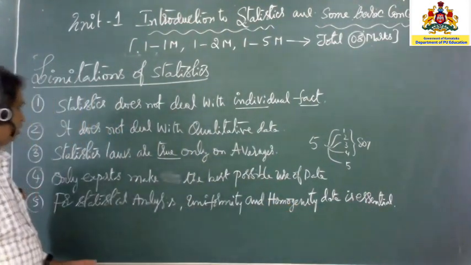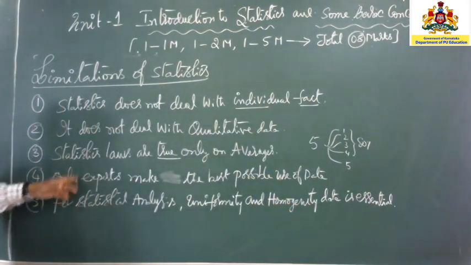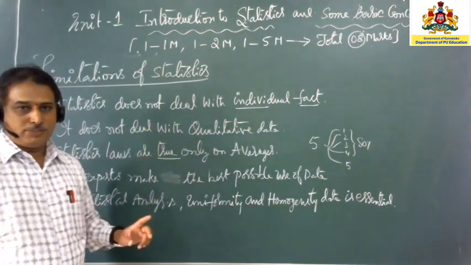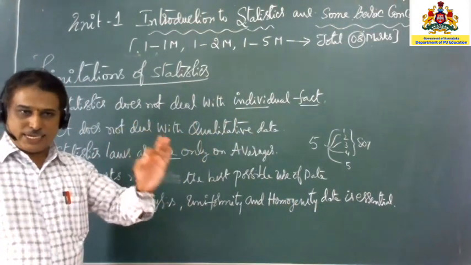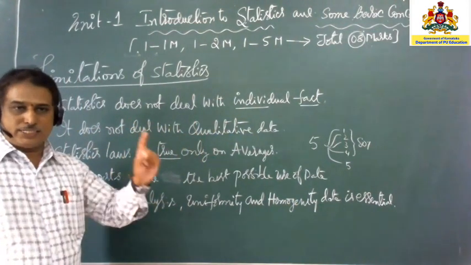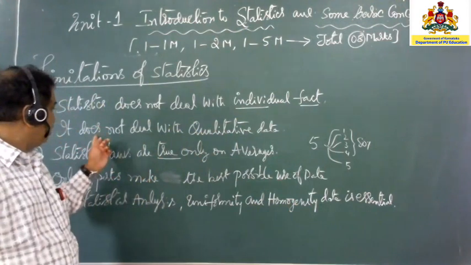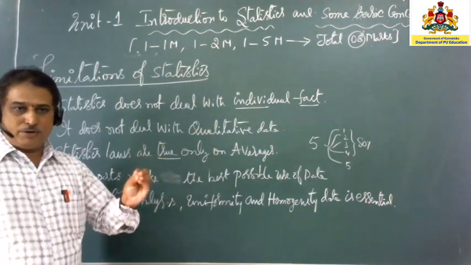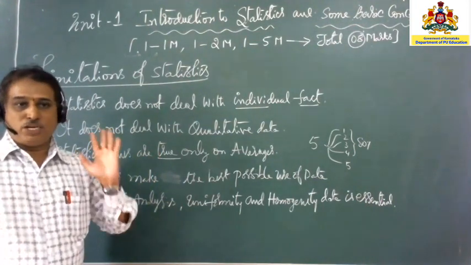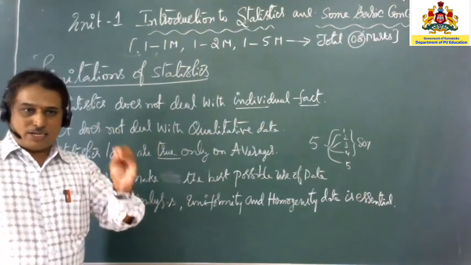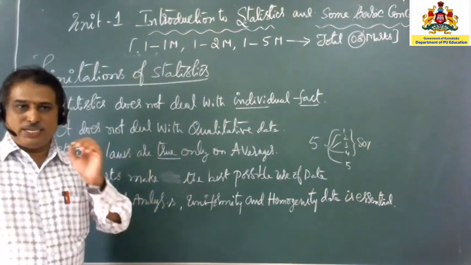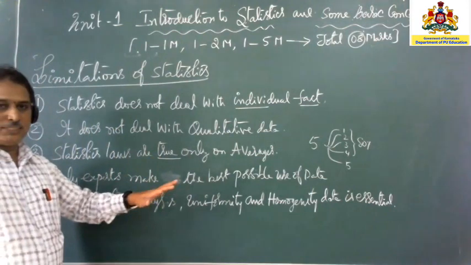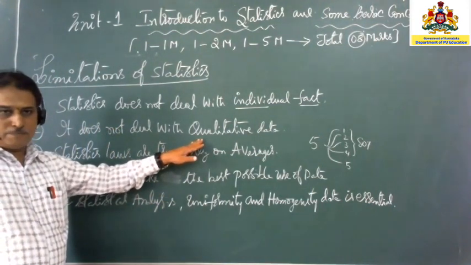Okay, these are the 5 limitations of statistics. First one is statistics does not deal with the individual fact. Statistics does not deal with a single value. Always statistics refers to a group of data. It does not deal with qualitative data. Qualitative characteristics are skin color, honesty, intelligence, sex. All these are qualitative characteristics, which you can't compare numerically.